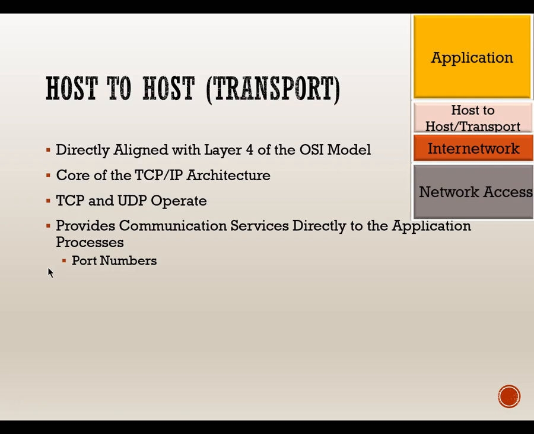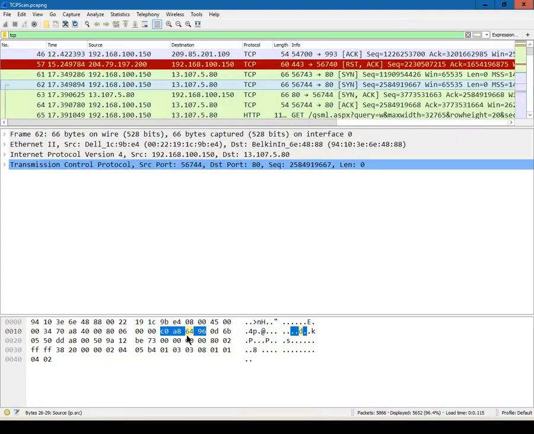The host-to-host transport layer aligns directly with layer 4 of the TCP/IP architecture. TCP and UDP operate here, three-way handshake, acknowledgement, if we're using TCP. UDP we'll talk about a little bit later, but we have port numbers here. And if we go back to our Wireshark, here we have port numbers. Port numbers represent services that are running at the application layer.